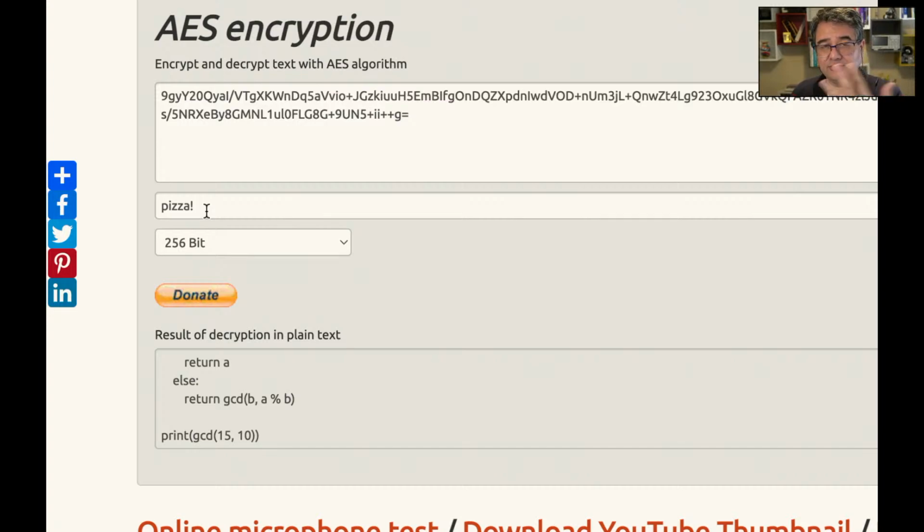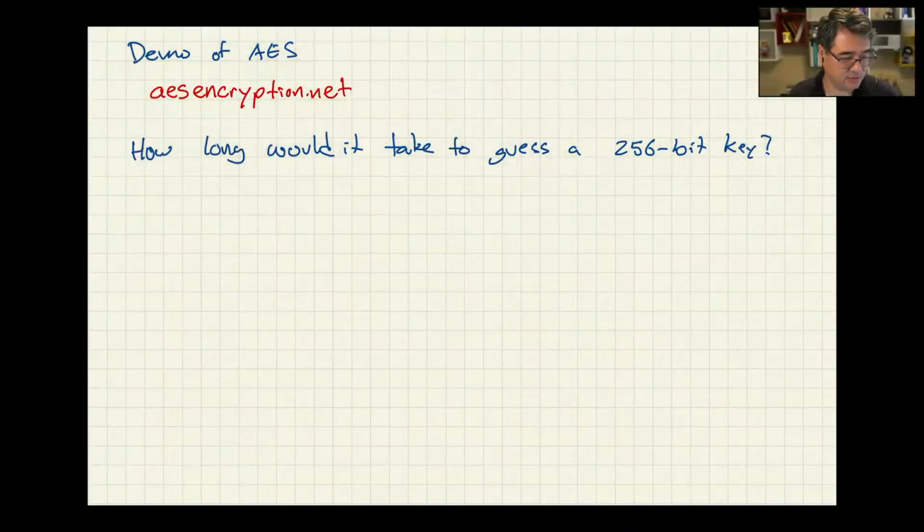And you can use a technique called brute force to try to crack this key. You can try every possible 256-bit key until you stumble across the right one. And the question here is, how long would it take to guess a 256-bit key? Well, in order to figure that out, we'll figure out how many possible combinations that is. So there are 2 to the 256 possible combinations, and we can calculate that number.